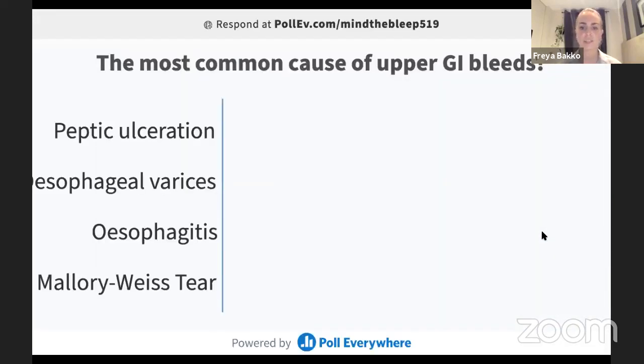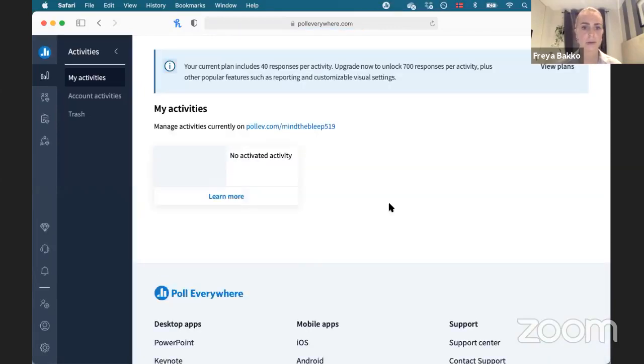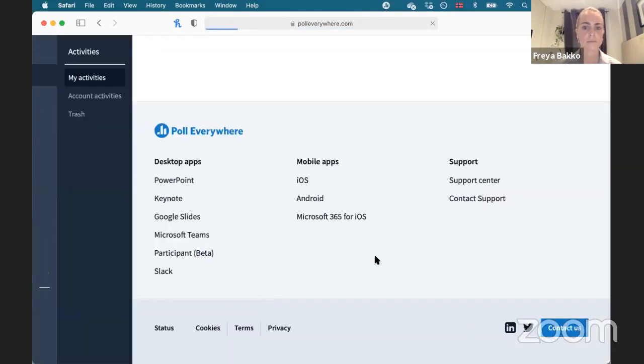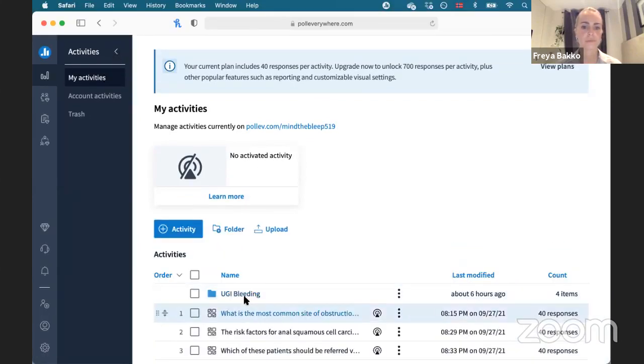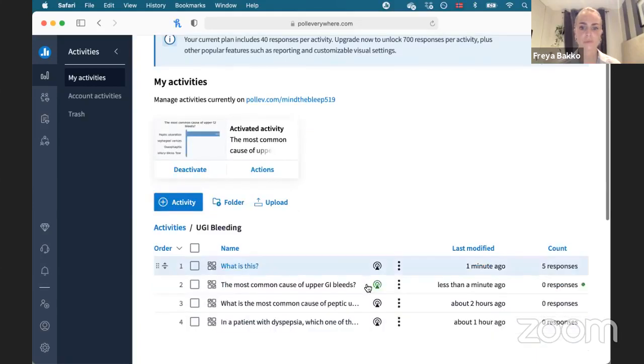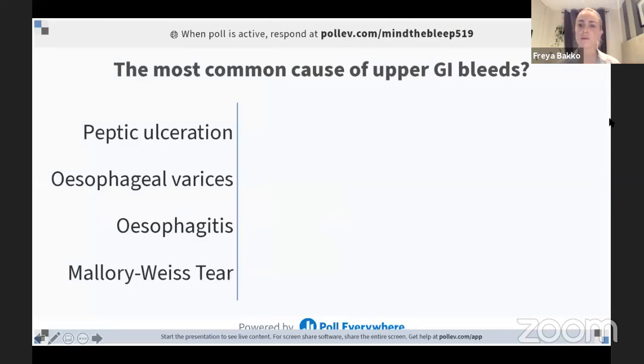So on to our next question. Let me activate it for you so you can answer. Bear with me. Okay, the next question is, the most common cause of upper GI bleeding is peptic ulceration, esophageal varices, esophagitis, or Mallory-Weiss tear. So we'll carry on and we'll let you answer this, and we'll get back to the answer shortly.